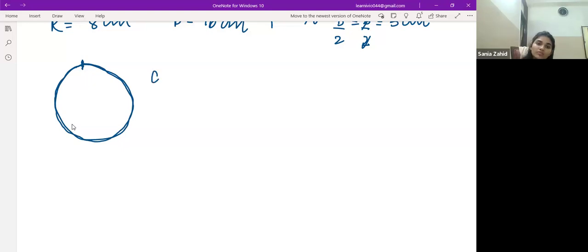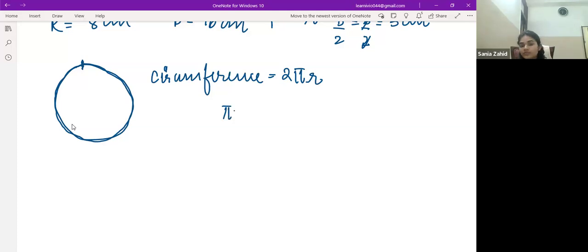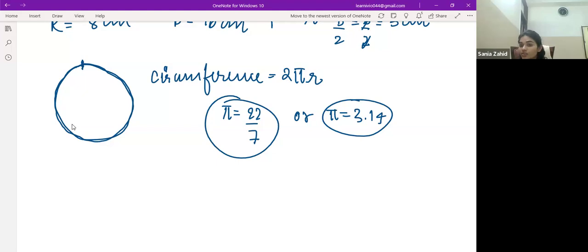So who will tell me what is the formula of circumference? 2 pi r. Very good. It is 2 pi r. So what is the value of pi? Two values it has, 22 by 7 or 3.14. Now, which value do you have to use? The value that is given in the question, you are going to use that value.